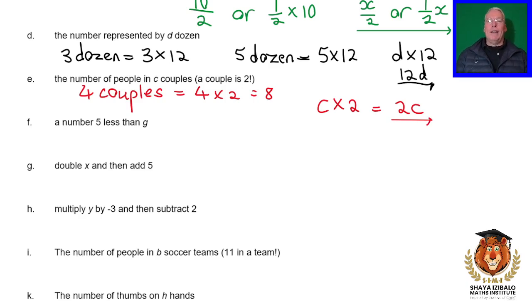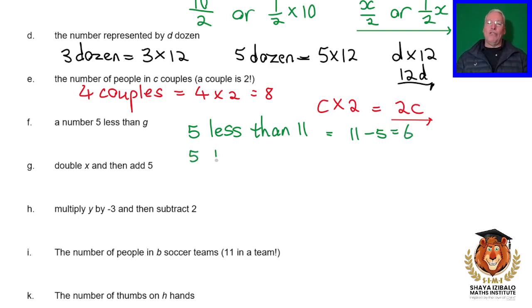A number that is 5 less than G. So this may be a little bit tricky. 5 less than 10. Oh no, let's not go with 5 less than 10. Let's go with 5 less than 11. What is 5 less than 11? Well, the way we'd work that out, we would go 11 minus 5. The answer is actually 6. So a number that is 5 less than G would be G minus 5. There's our answer. Okay, we hope that you're seeing the structure, because what's changing actually is just this.